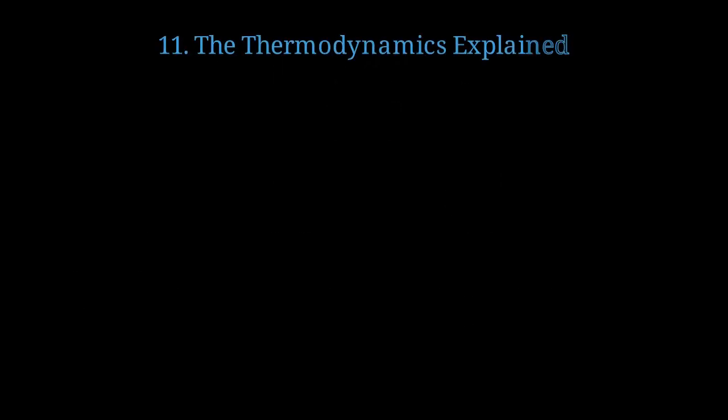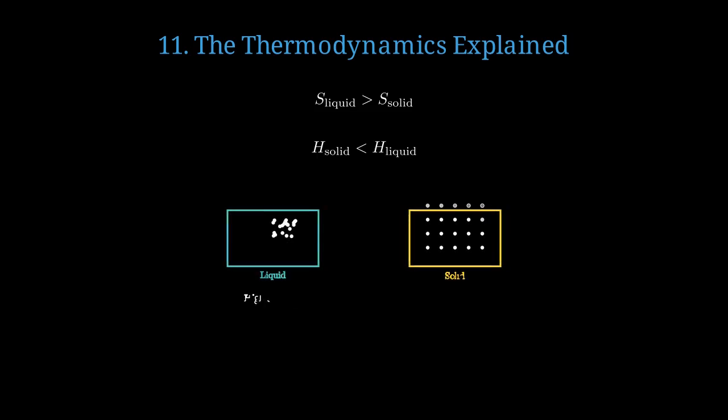Let's dive deeper into the thermodynamics that makes supercooling possible. The entropy of liquid water is greater than solid ice because molecules are more disordered in the liquid phase. However, the enthalpy of solid ice is lower than liquid water because of stronger hydrogen bonding in the crystal structure. In liquid water, molecules move randomly with high entropy but high energy. In ice, molecules are ordered in a crystal lattice with low entropy but low energy.